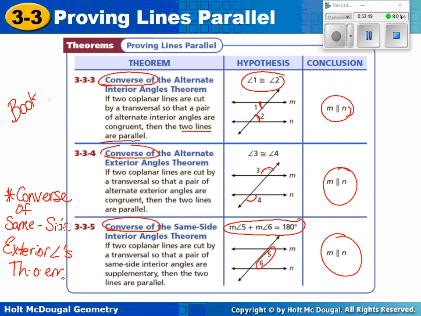And it's going to say the same thing as this one. But if the angles are supplementary, then the lines are parallel. Are we clear? Okay, so 3.3 is not going to ask you to find angle measures. They're going to ask you, is there enough information to prove these lines are parallel? So let's look at some examples.